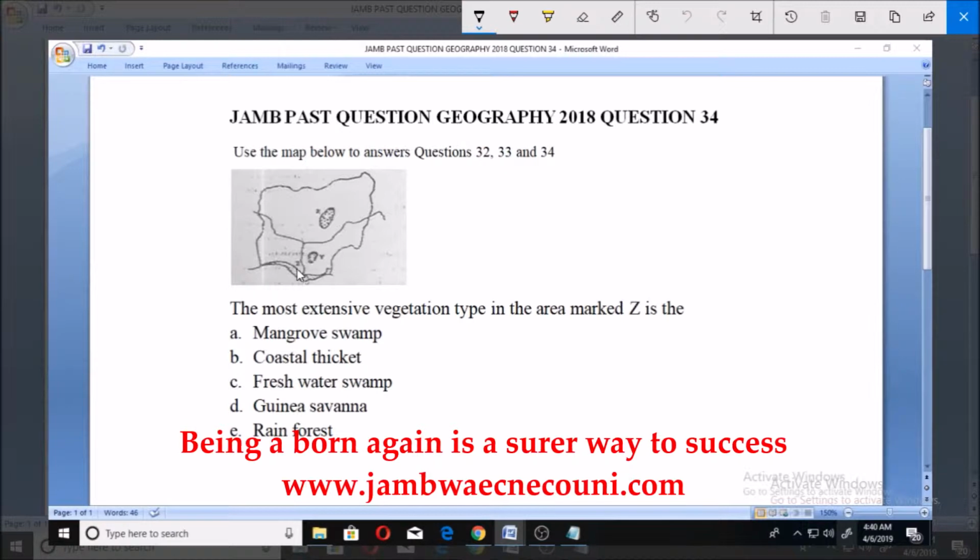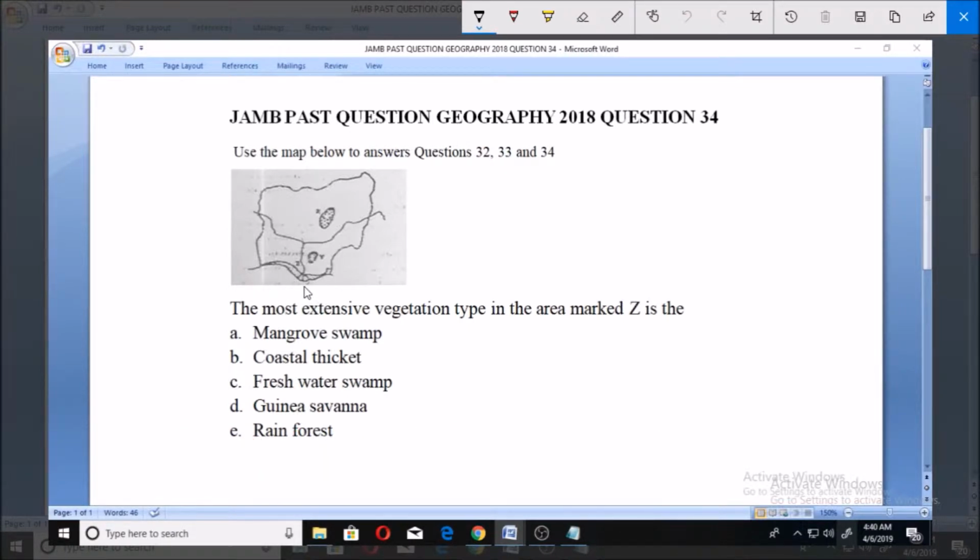And this is Z, close to Delta, Ondo, and down south. So the question goes, the most extensive vegetation type in the area marked Z is the A. Mangrove swamp, B. Coastal thicket, C. Freshwater swamp, D. Guinea savanna, E. Rainforest. So what is the area marked as indicated?